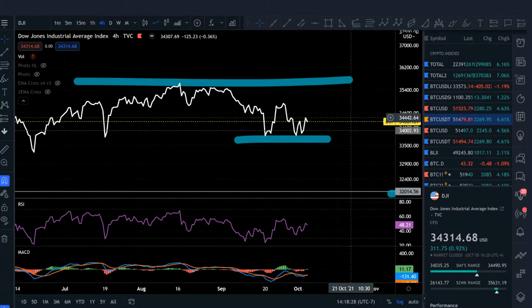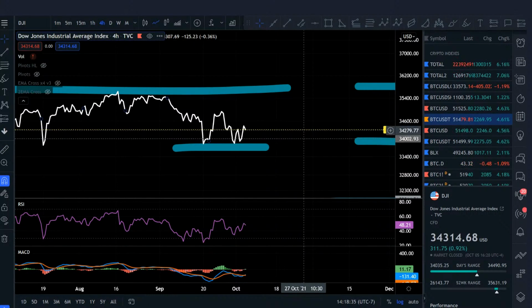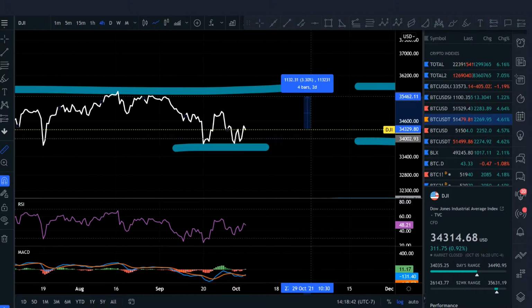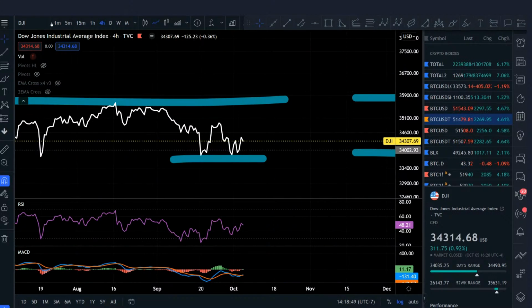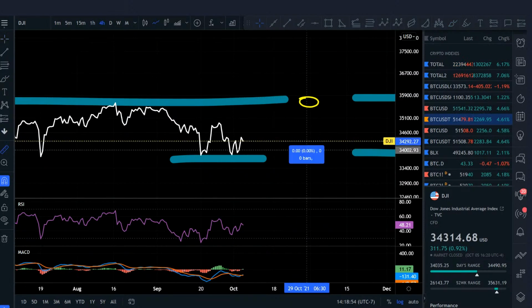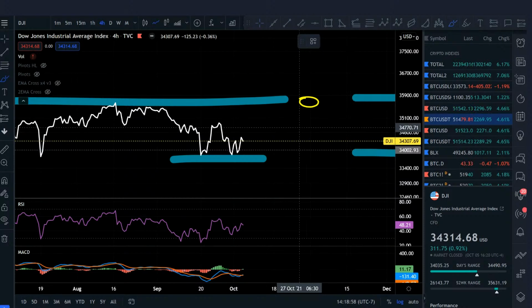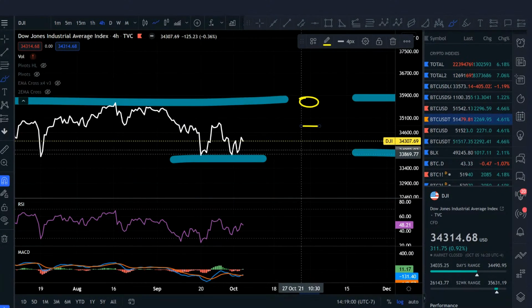If we measure this, the first baby double bottom is 1.5%. The second one is 3%. So there's a 1.5 to 3% up or down move in Dow Jones for the next month. If we go bullish, the top target is 35.4K up here, and our first target would be 34.8K right here.